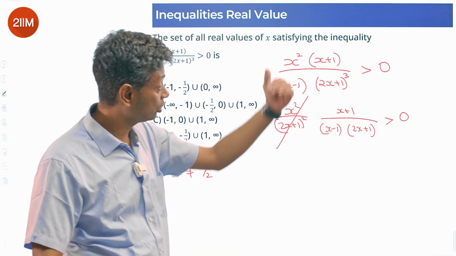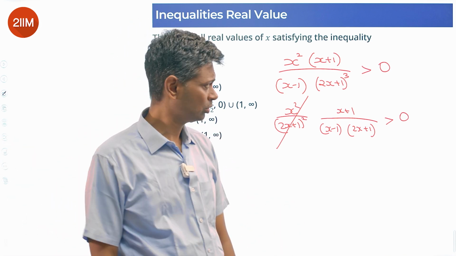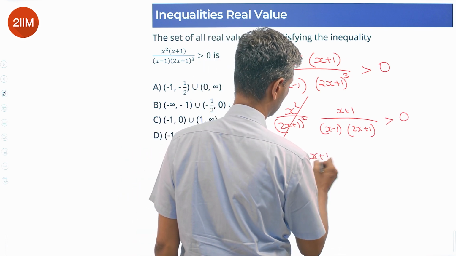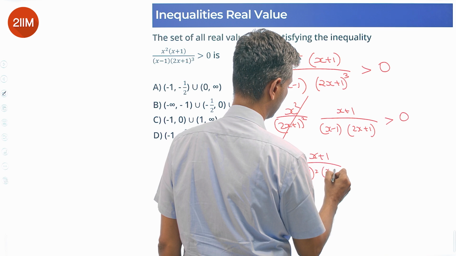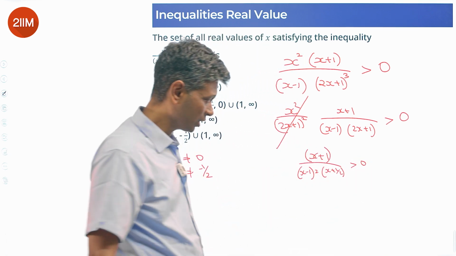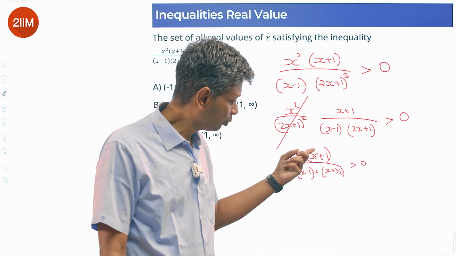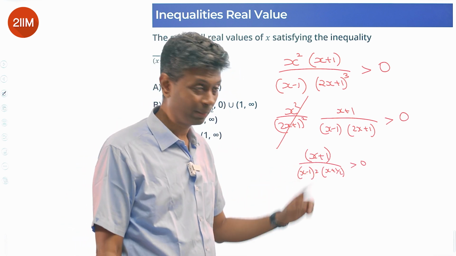That this goes to 0 or this goes to 0, not to worry about it. If the numerator goes to 0, the expression will go to 0. Denominator goes to 0, that's not allowed. And so this is now x plus 1 by x minus 1 into 2 times x plus half greater than 0. Roots are places where something goes to 0. Numerator will go to 0 when x is minus 1. Denominator will go to 0 when x is 1 or minus half.